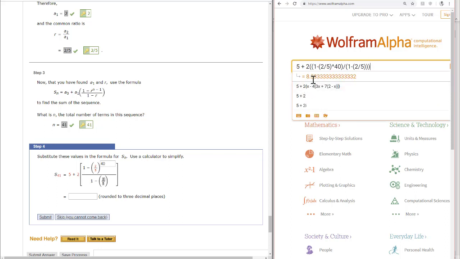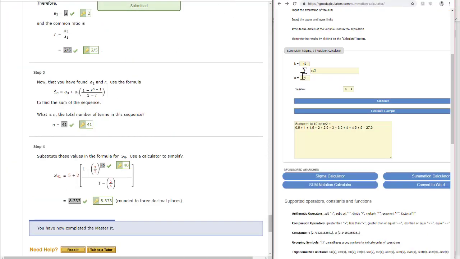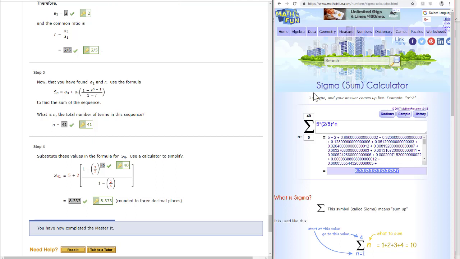And I got 8.333332. So round off to 3 decimal places. Let's just say 8.333. Is that 3? That's 3 decimal places. Okay, so that wasn't far off from our summation here, 8.333. Way later on they get 27, but that's probably because they rounded off their decimals to however many decimal places this is. Okay, so hope that helps.